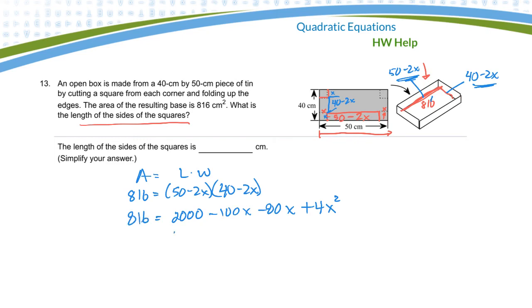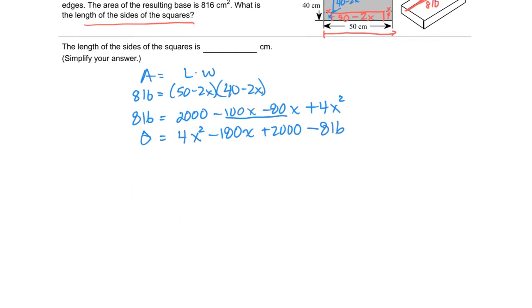Okay, let's rearrange things. So my x squared is first. This would be negative 180x if I combine these. Then if I bring the 816 over and subtract 816, it is equal to 0. So I've got a quadratic, and I have to make it equal to 0. Then we try some factoring games with it. 2,000 minus 816 would be 1184. So 4x squared minus 180x plus 1184.